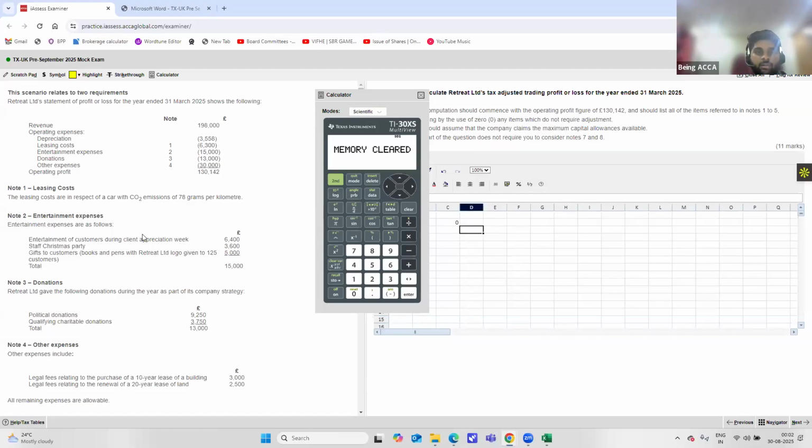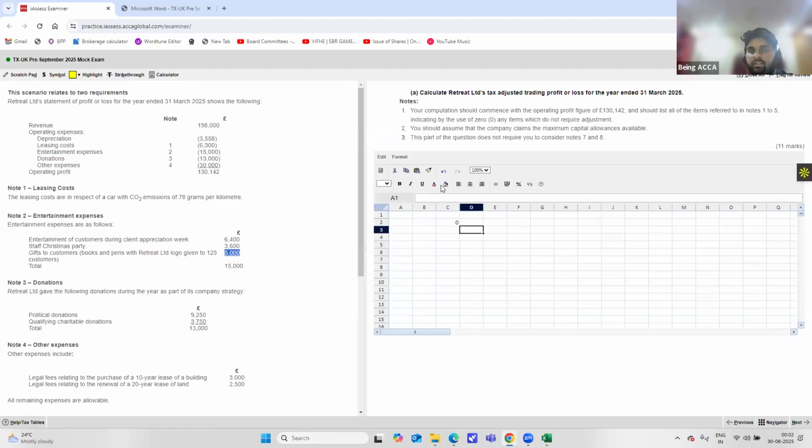But here we can see a conspicuous logo. Logo is there, satisfied. Books and pens, satisfied. Next, 5,000 is the value for 125 customers. Is it below our 50-pound threshold or not is something that we should check. Since it is 40 pounds, that is why it is allowed and you should show it as 0. Got it?